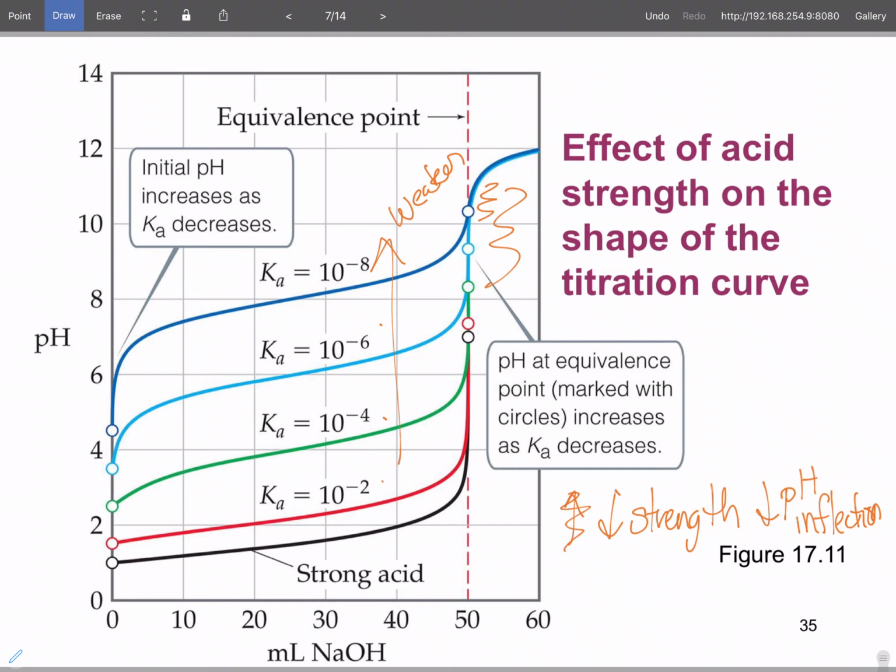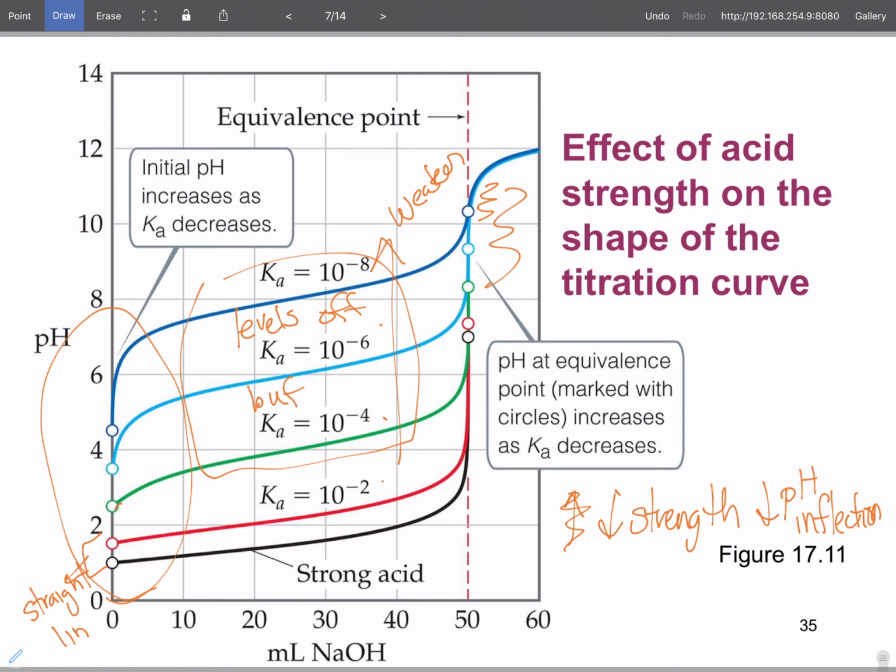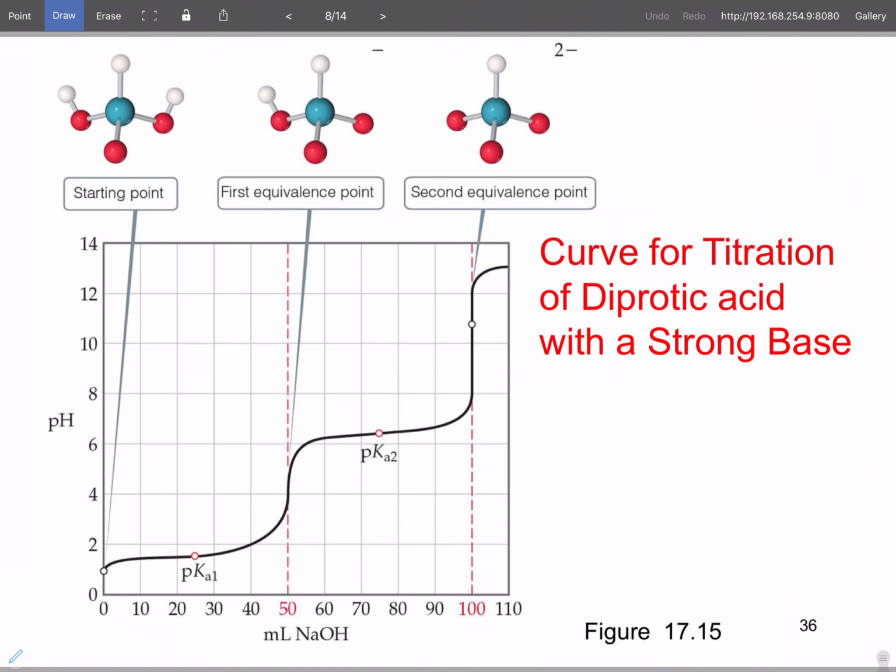Now the other thing I want you to look at is what happens in this region. Notice that with strong acids, it's pretty much a straight line. But as you get weaker, you go up and then you kind of have this region here that levels off. This is going to be your buffer zone. And we'll look at this in more detail when we do more detailed graphs. But when you look at the graph, it tells you a lot. You can tell whether it's a weak acid, weak base, strong acid, strong base. If it's a weak, how weak it is based upon the inflection, etc.